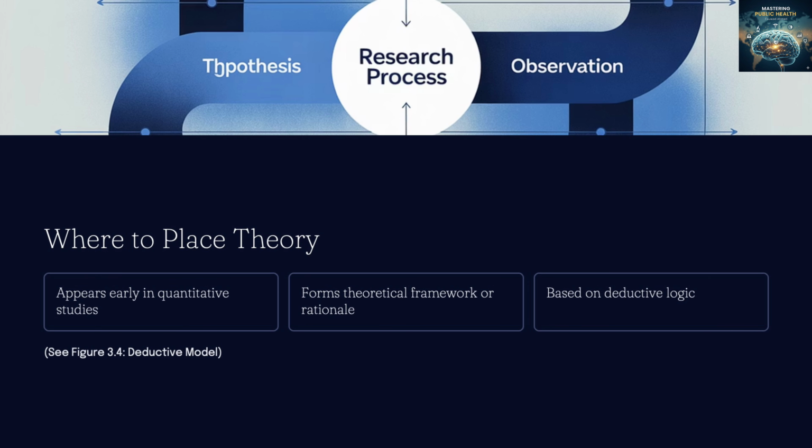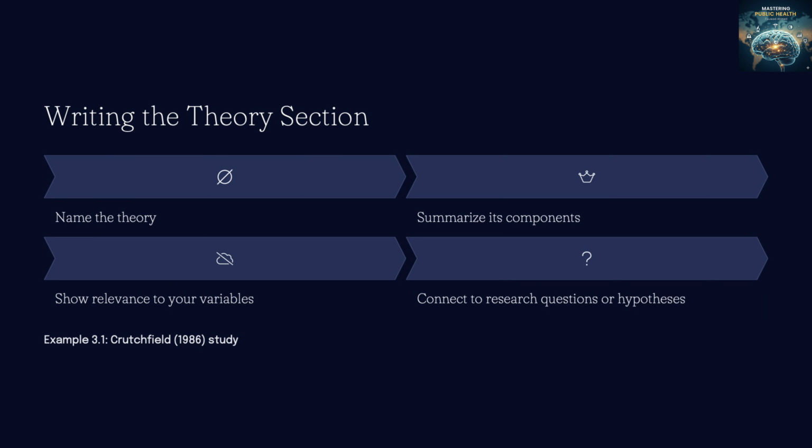Placement of theory. In quantitative research, theory is used deductively and appears early in the proposal. It forms the backbone of the research design. Refer to figure 3.4, deductive model. Writing a theory section. Steps. First is name the theory. Second is summarize its core components. Third is explain its relevance to your variables. Fourth is show how it supports your hypotheses or research questions. Example 3.1 illustrates this in a study on political participation.